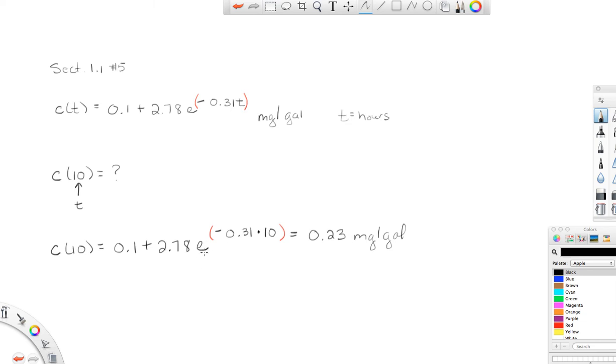So the most important thing about this problem is that E. Sometimes it's very confusing for students because they forget to put in the parentheses around the exponent to maintain orders of operations. So if you can just remember to do that, then you shouldn't have any more problems dealing with equations with E in it. Okay, I hope that helps.